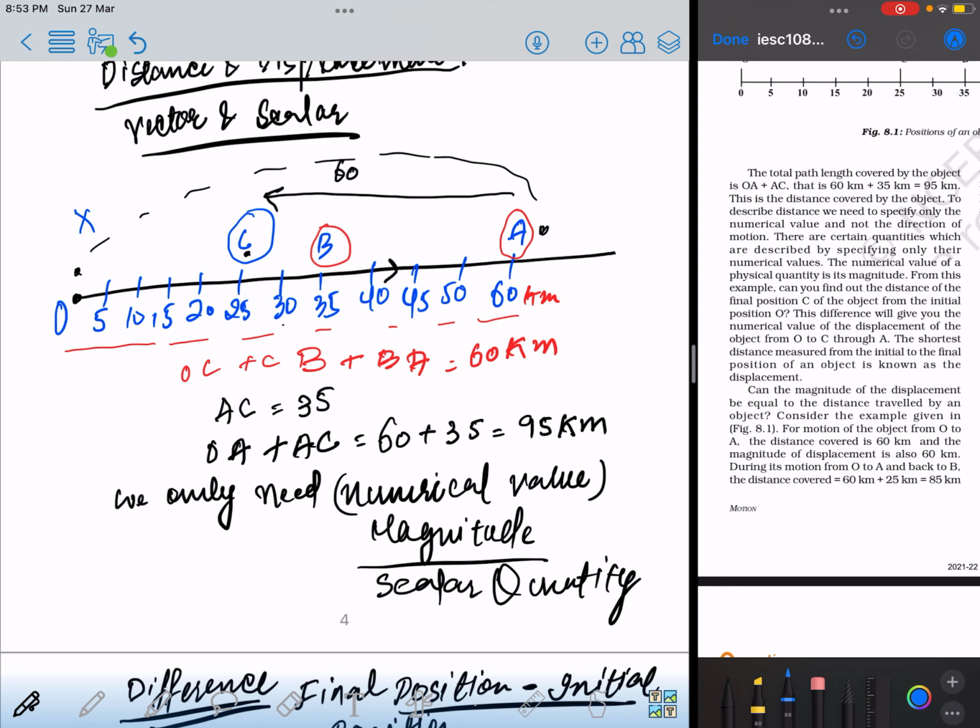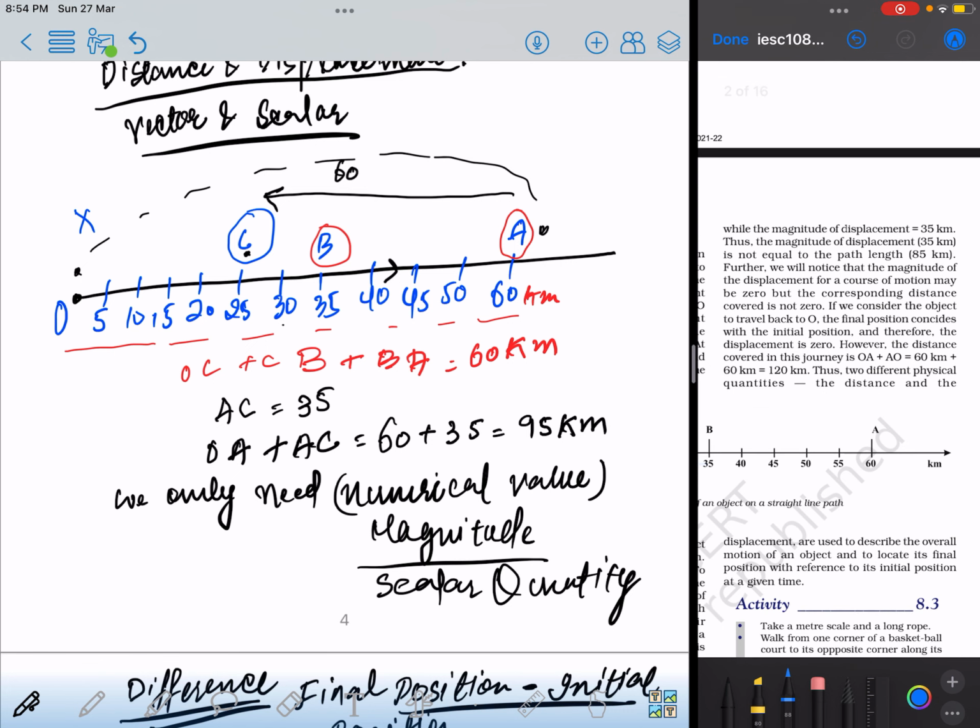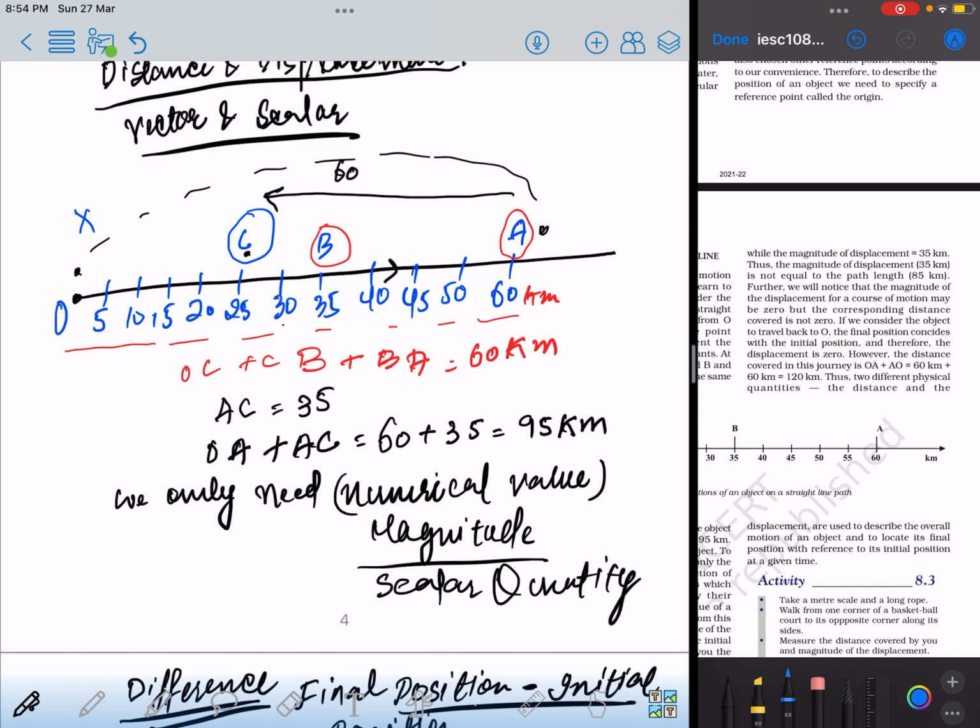During its motion from O to A and back to B, the distance covered here is 60 plus 25 kilometers, that is 85 kilometers, while the magnitude of displacement is only 35 kilometers.